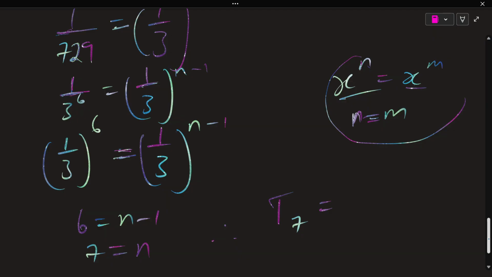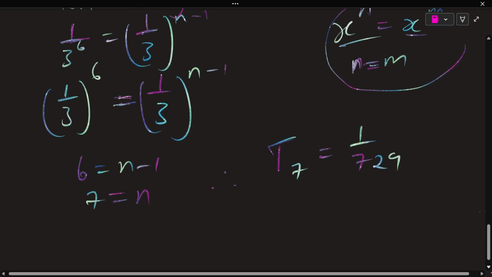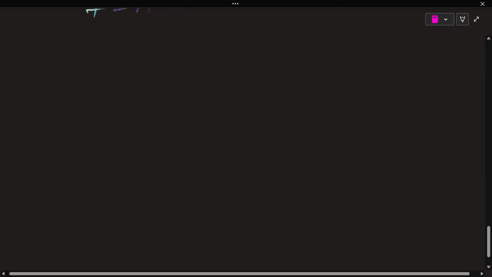Now it means that the seventh position, or the seventh term, is 1729. It means that 1729 is the seventh term of the sequence. Okay. Now let's carry on to another example.